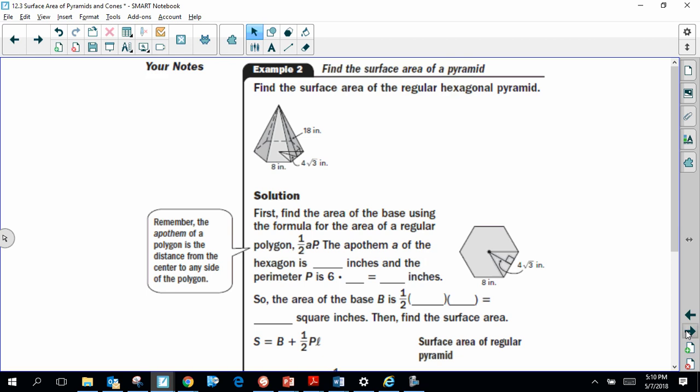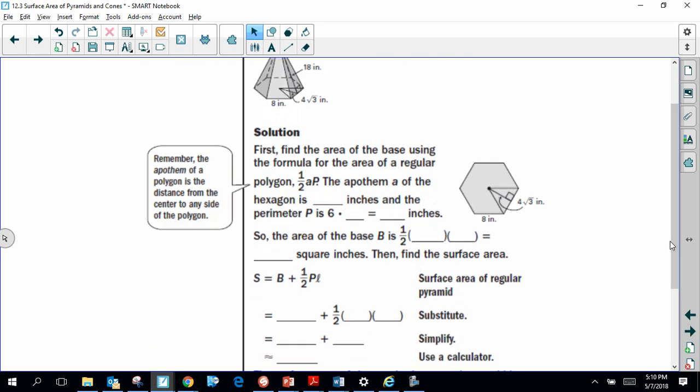So here's the first one that we're working with. We have a regular hexagonal pyramid. Here I do need to emphasize the fact that it is regular, so we can use that formula. First thing I want to know is, what's the area of the base? What is that regular hexagon going to be? Now again, regular hexagons are easy to work with because we can use rules for special right triangles with them.